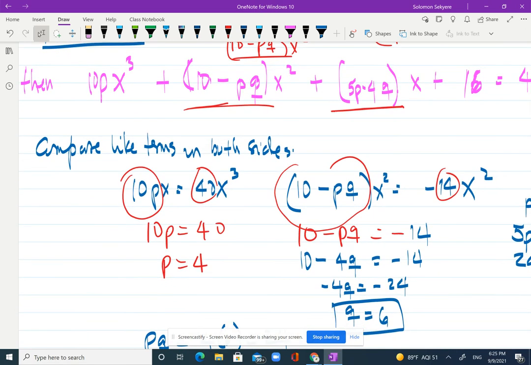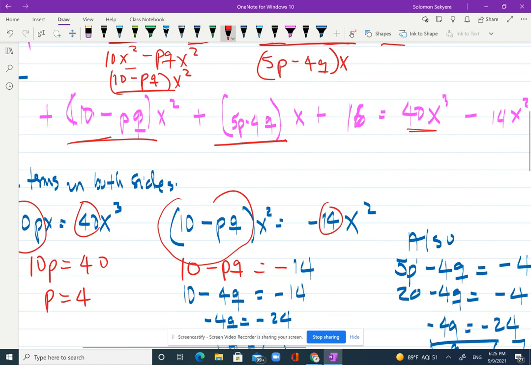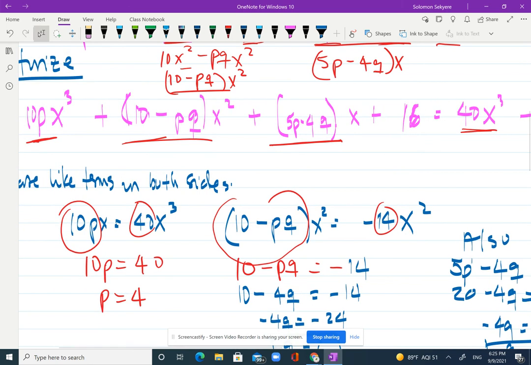Now what we do is we compare like terms on both sides. So you look at the left-hand side, 10px cubed, right? This is equal to the 40x cubed. That means the coefficient, whatever is multiplying the x cubed, they are the same. That means that 10p is equal to 40. 10p equals 40. What does that mean? p equals 4. So now we know the value of p.